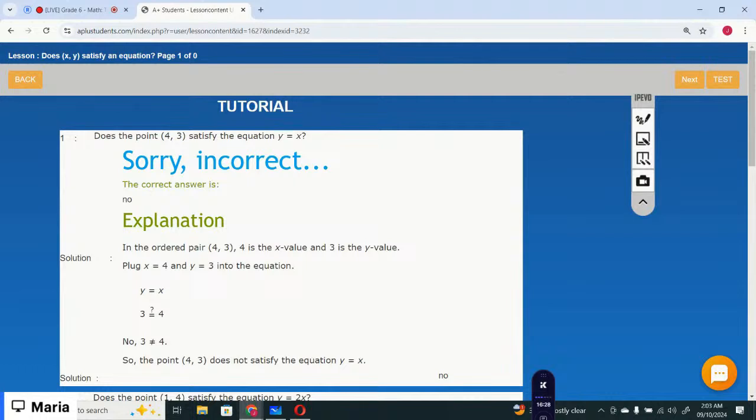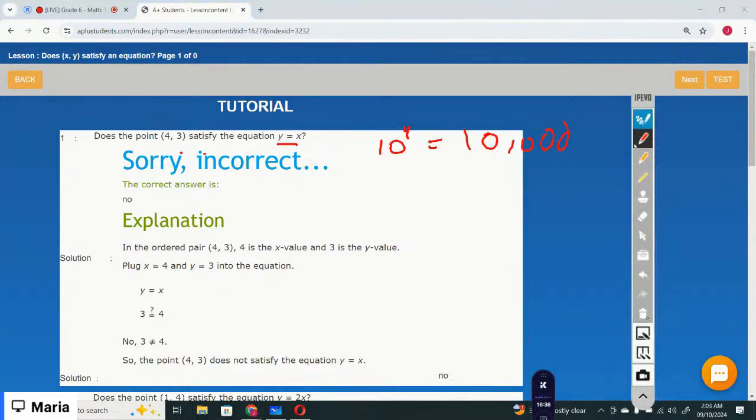Does the point 4, 3 satisfy the equation y equals x? So you are given the equation y equals x, right? You have to see if the point 4, 3 satisfies this equation. Let's understand the ordered pair first. In 4, 3, 4 is the value of x and 3 is the value of y. The first coordinate is always the x value, so you can see x equals 4 and y equals 3, right?